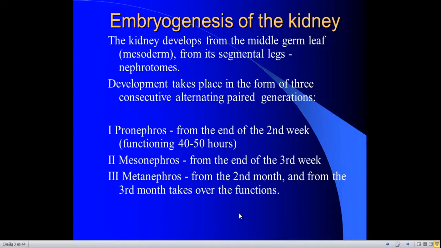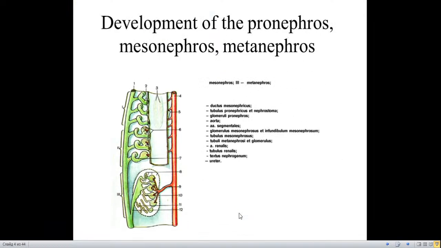Next, on this picture you can see these three stages: pronephros, mesonephros and metanephros. Once more please, pronephros, this is mesonephros, and this is metanephros stage generation of the kidney.